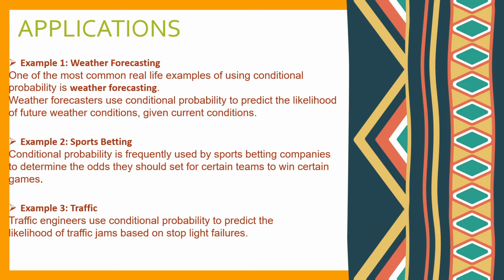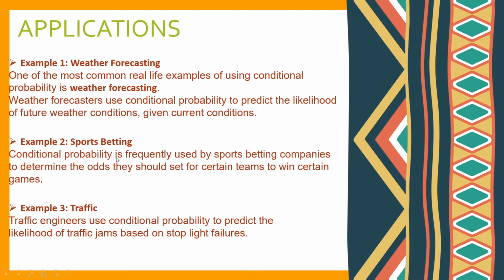In example 2, sports betting. In sports betting you use Bayes theorem. Conditional probability is frequently used by sports betting companies to determine the odds they should set for certain teams to win certain games. And this is the second example application of Bayes theorem.